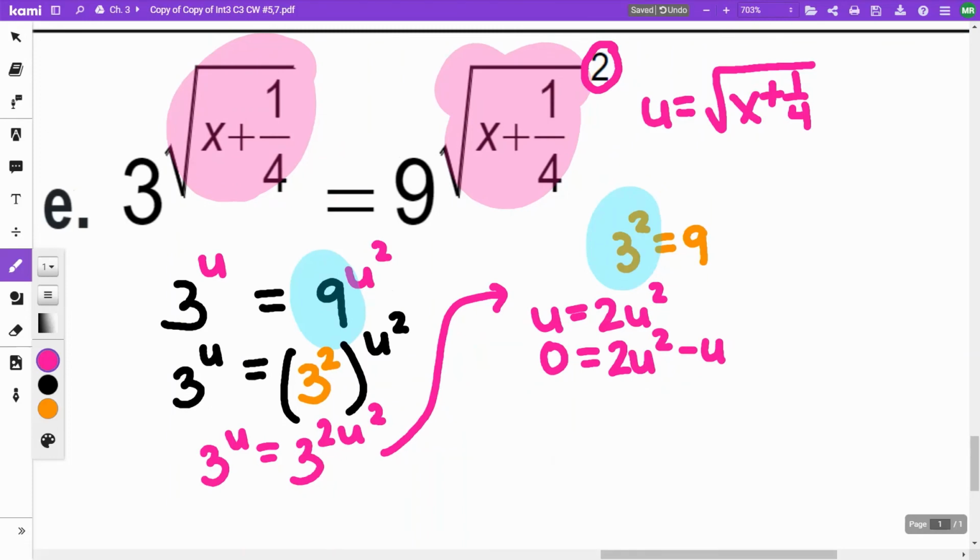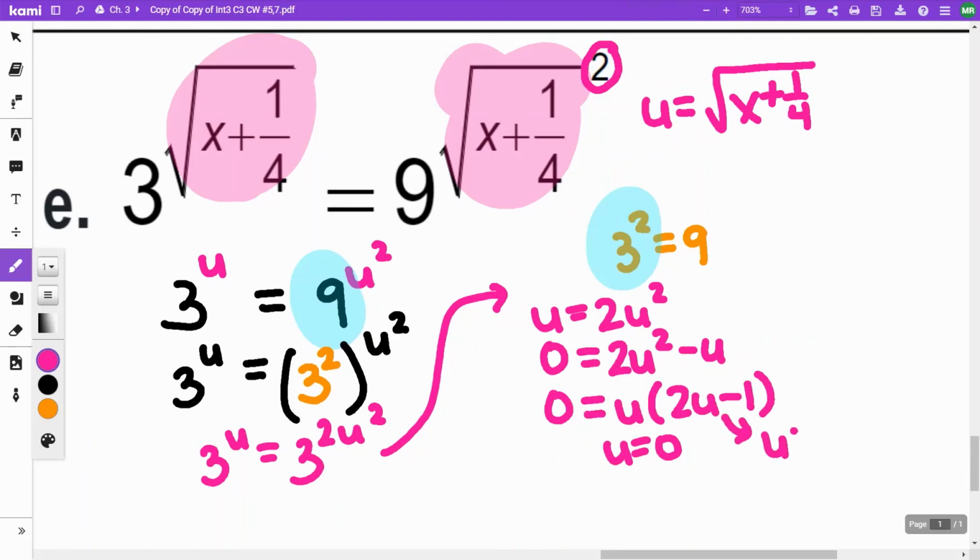I'm not going to do a box. I'm not going to do a diamond. I just noticed that, hey, in both of these, I can take out a u. And I'm going to be left with a 2u minus 1. We have to remember how to factor. So I'm going to get u equals 0 as one answer. And when I set this one to 0, it is going to end up being a positive 1/2.